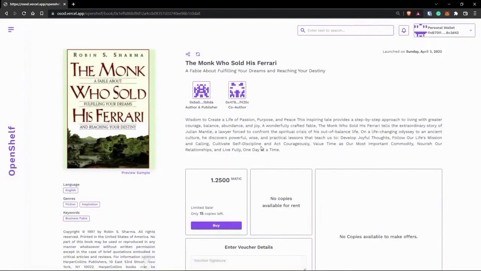This platform provides many options for buying and reading a book. The first one is direct buying from the author. The second one is renting, reading the rented book if it's available. The third one is that you can make an offer to the owner of that particular book.